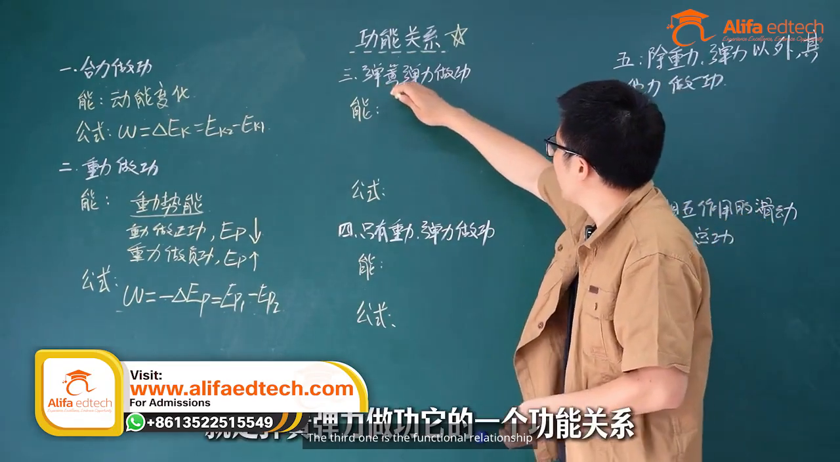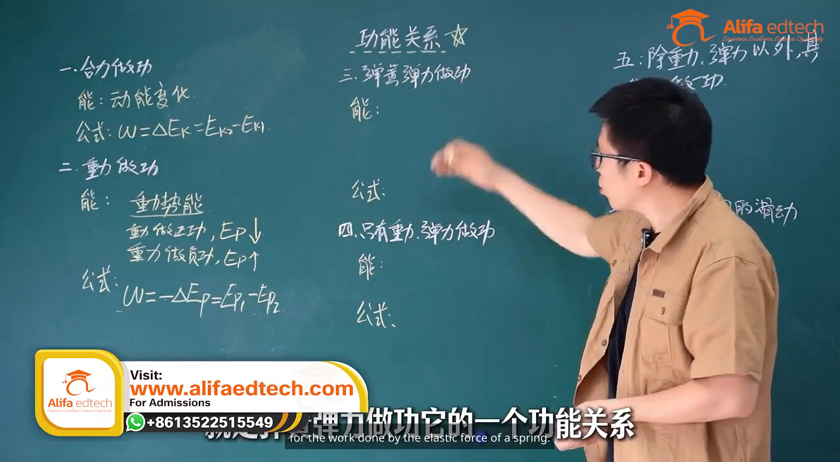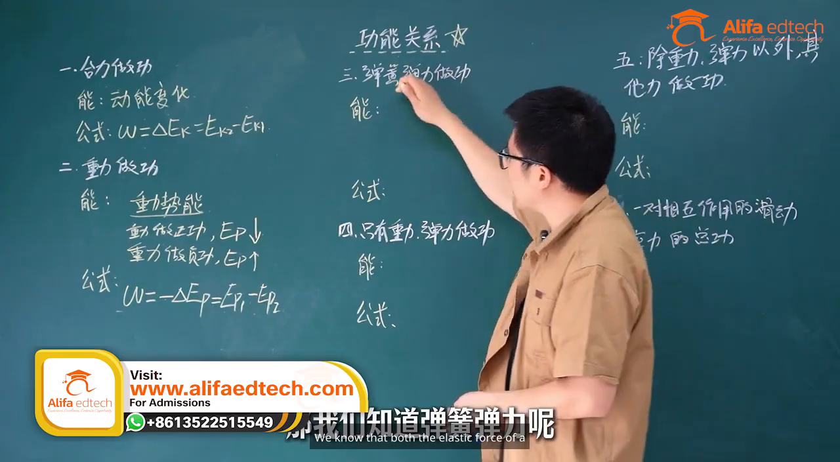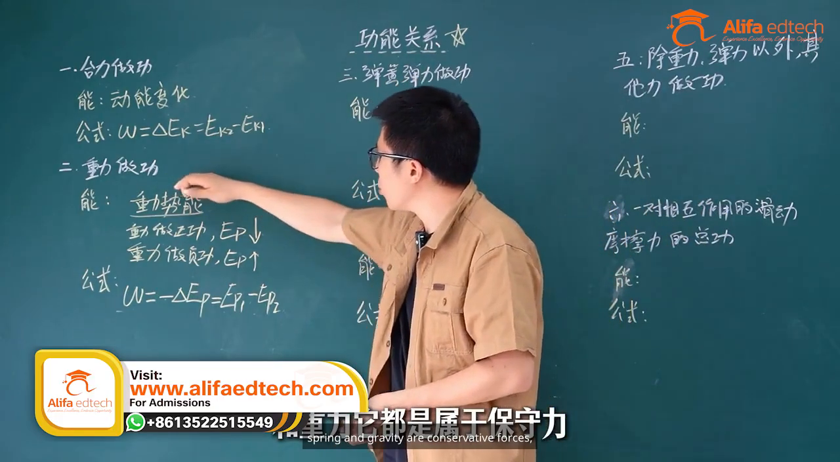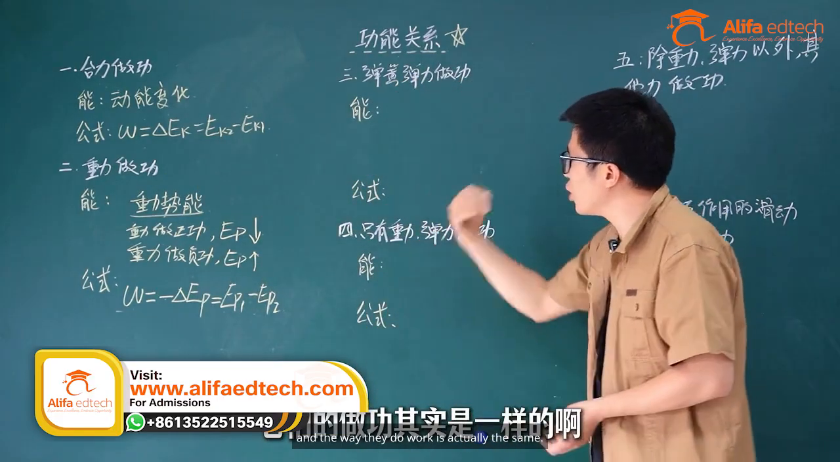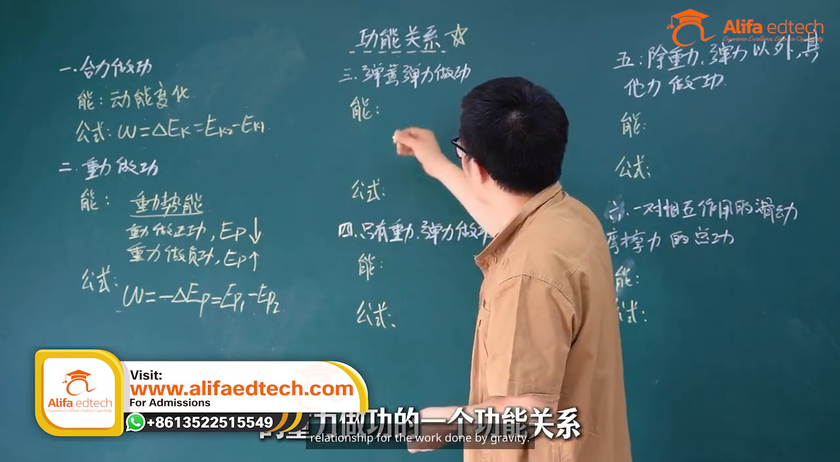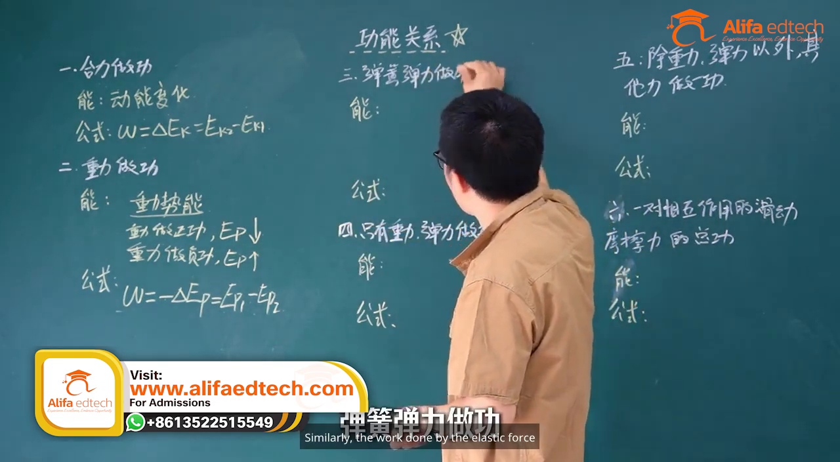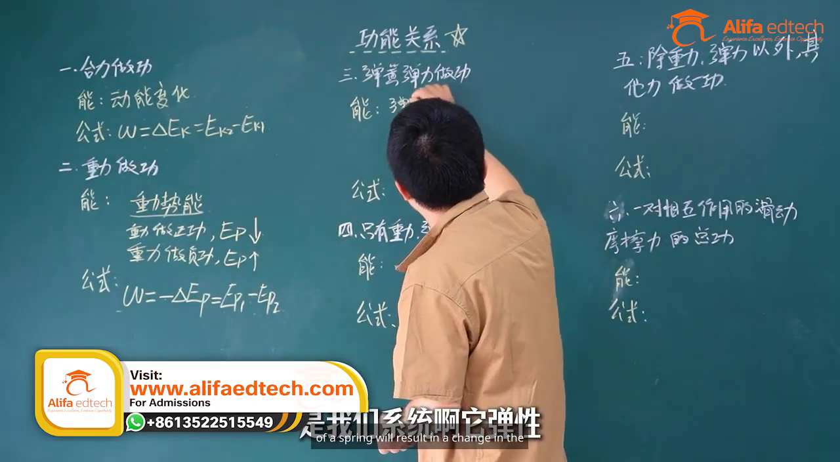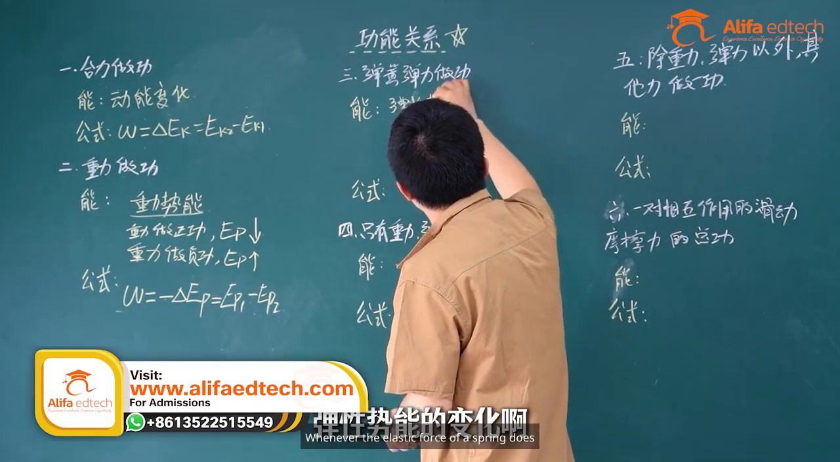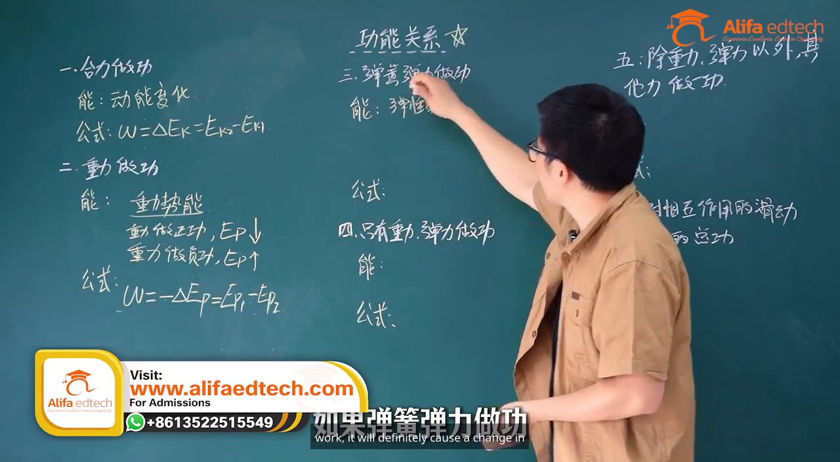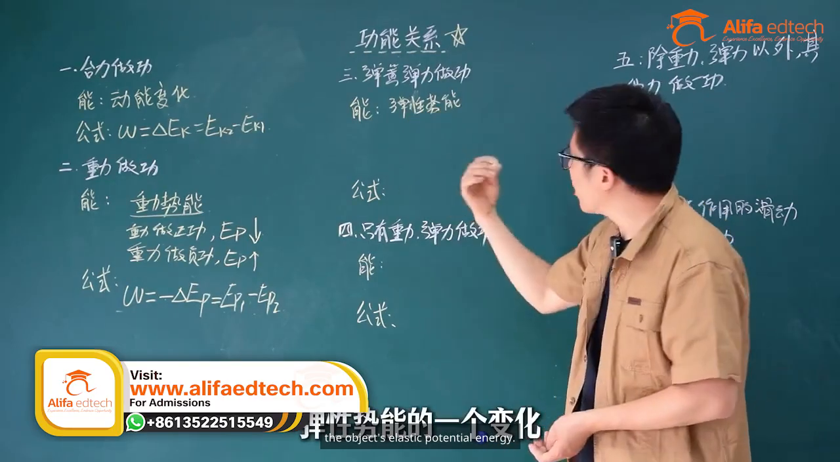The third one is the functional relationship for the work done by the elastic force of a spring. We know that both the elastic force of a spring and gravity are conservative forces, and the way they do work is actually the same. So we can draw an analogy to the functional relationship for the work done by gravity. Similarly, the work done by the elastic force of a spring will result in a change in the elastic potential energy of our system. Whenever the elastic force of a spring does work, it will definitely cause a change in the object's elastic potential energy.